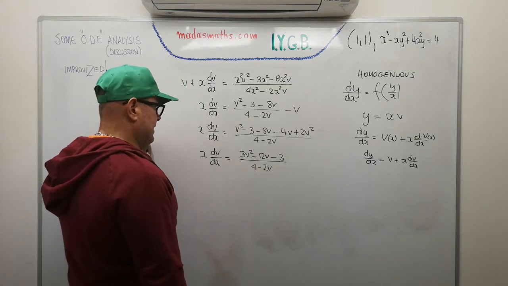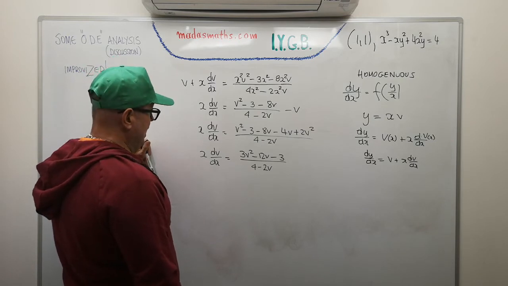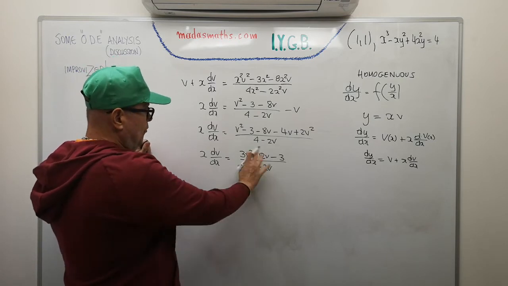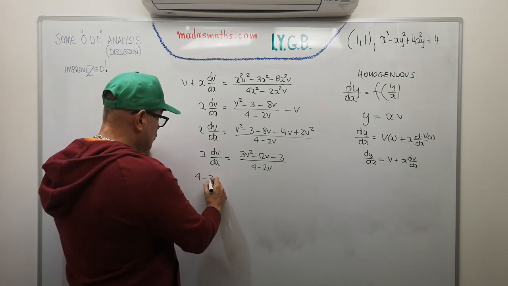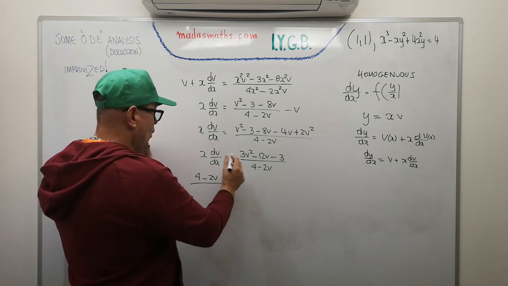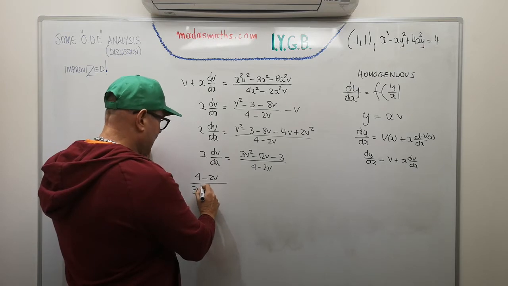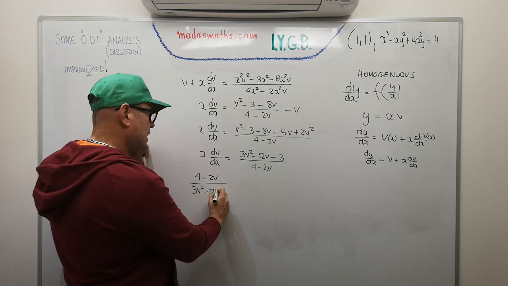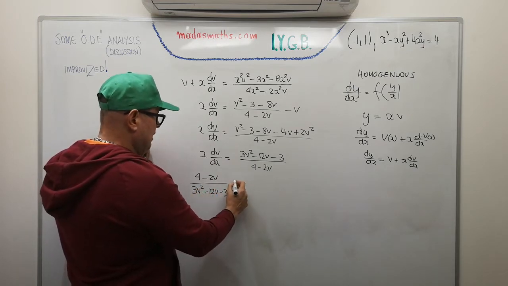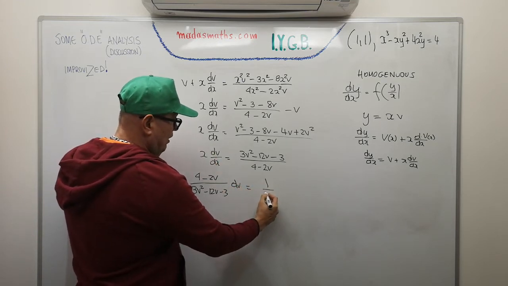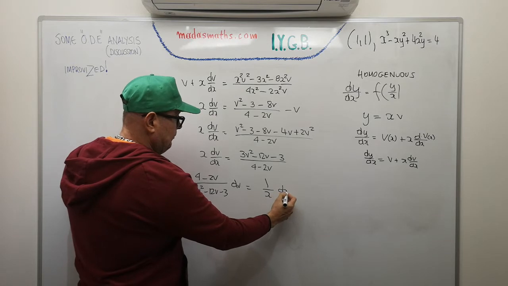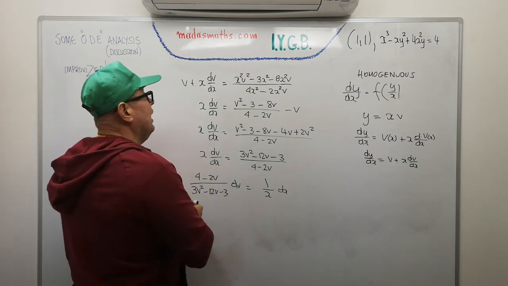What am I going to do next in this particular one? I'm going to separate my variables, so that will flip when it goes to the other side. So it's going to be 4 minus 2v, the whole thing, over 3v squared minus 12v minus 3 dv, and the x will go as 1 over x on this side dx. Okay, so that's definitely separable.